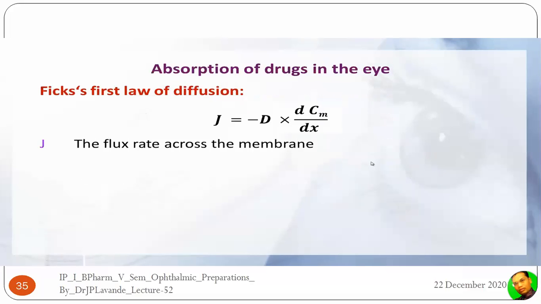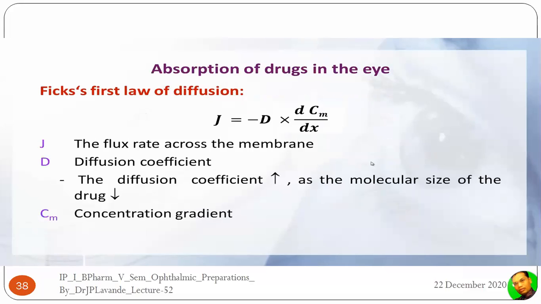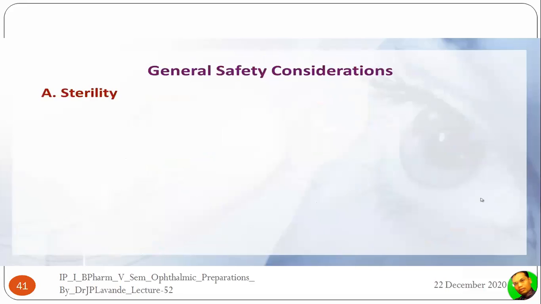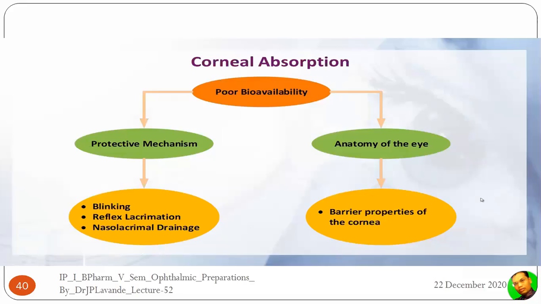After that, we went through Fick's first law of diffusion, which is relevant as far as ophthalmic preparations are concerned, where J is equal to minus capital D multiplied by small d capital C M divided by small dx. What these are and their relation, we already saw. Then there is corneal absorption. As far as corneal absorption is concerned, the drug bioavailability is very, very poor.